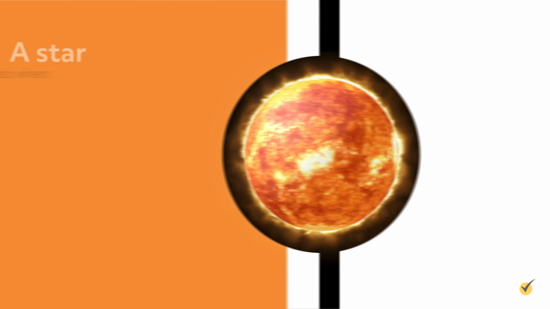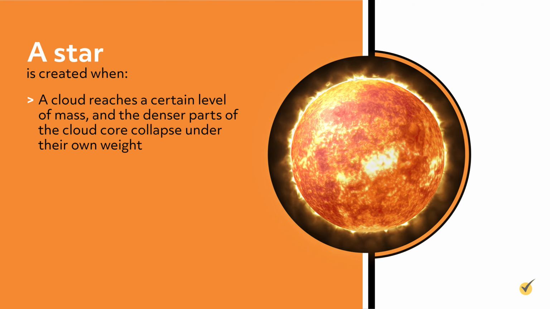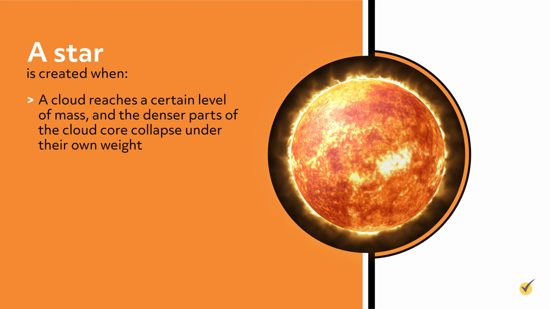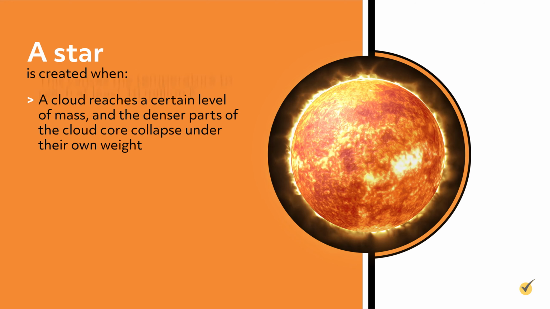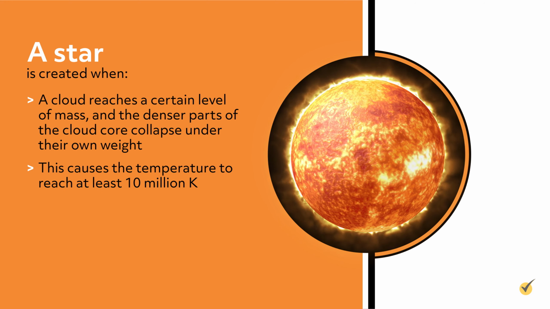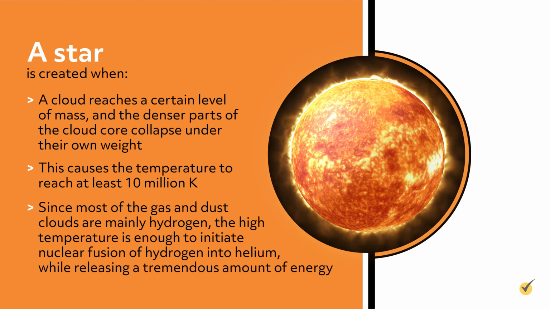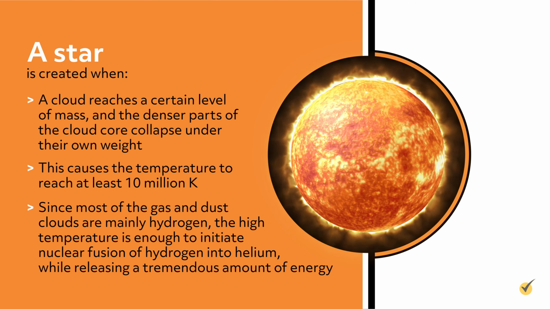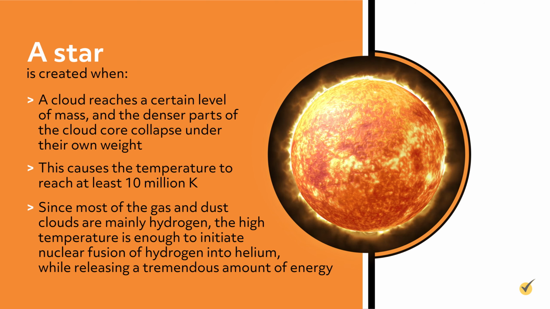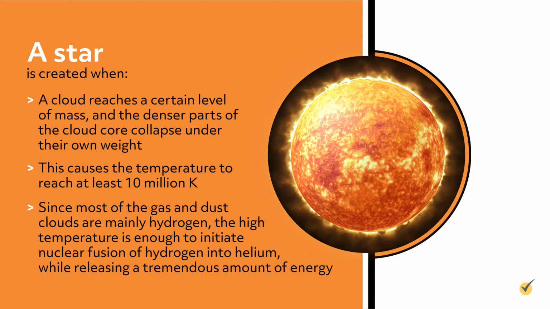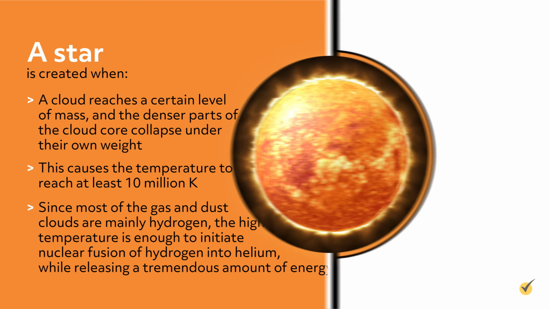A star is created when a cloud reaches a certain level of mass, and the denser parts of the cloud's core collapse under their own weight. This causes the temperature to reach at least 10 million Kelvin. And since most of the gas and dust clouds are mainly hydrogen, the high temperature is enough to initiate nuclear fusion of hydrogen into helium, while releasing a tremendous amount of energy.